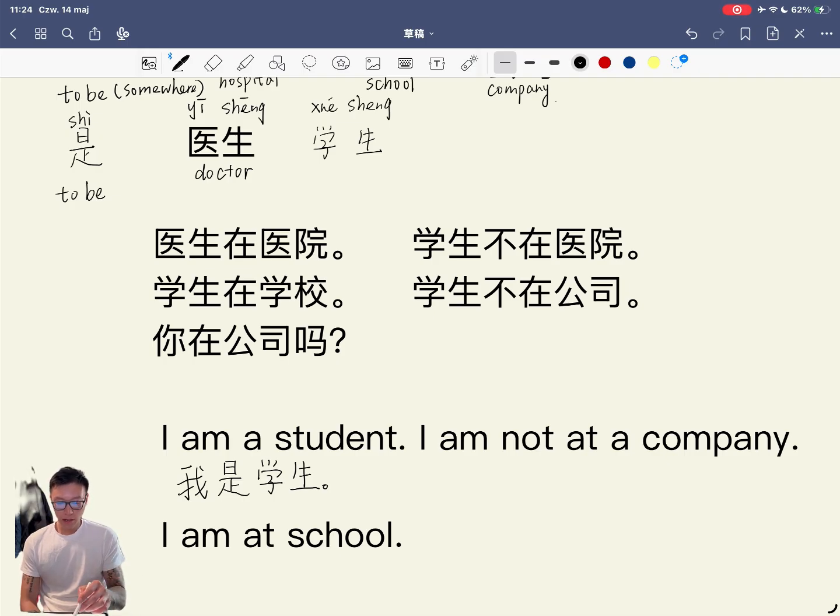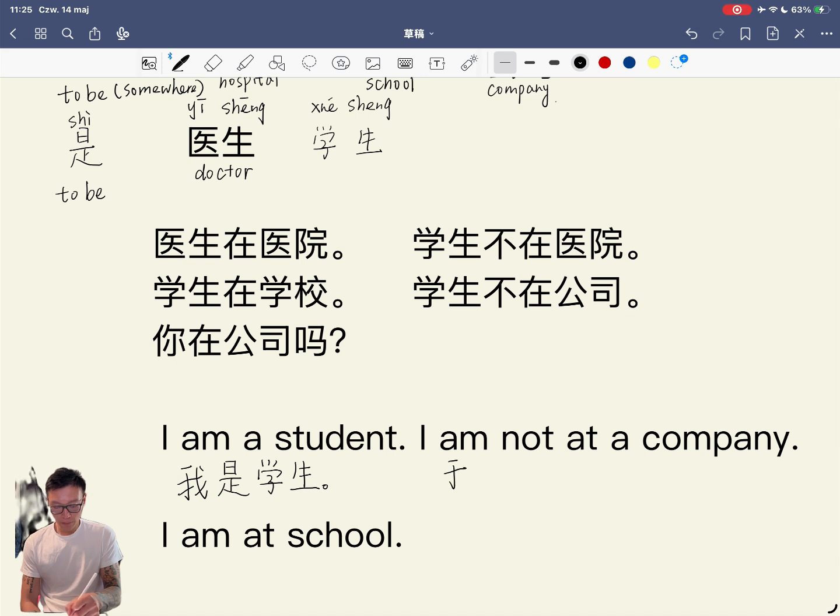Now the second sentence. I'm not at a company. So here we're talking about the place, right? So we should not use 是. We need to use 在. Okay? And remember, in Chinese, when we say I'm not, literally we have to say I not am. So we say 我不, am here is 在. So 我不在. And company 公司. So I'm not at a company. 我不在公司. All right? So let's write it.